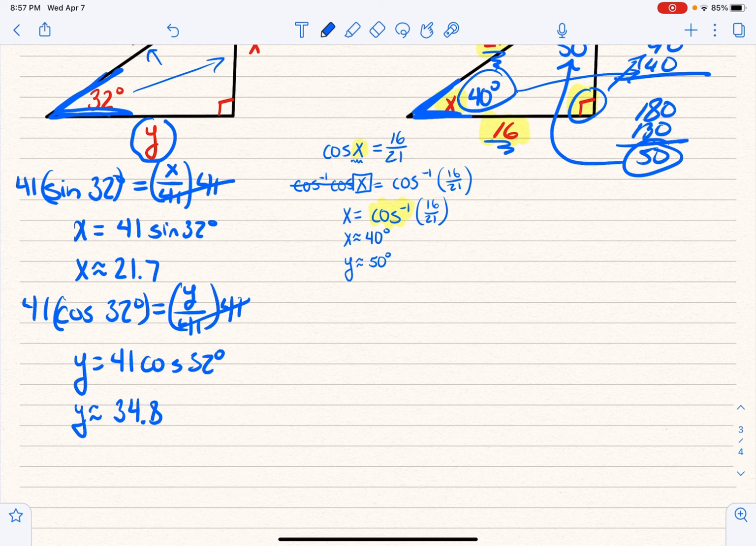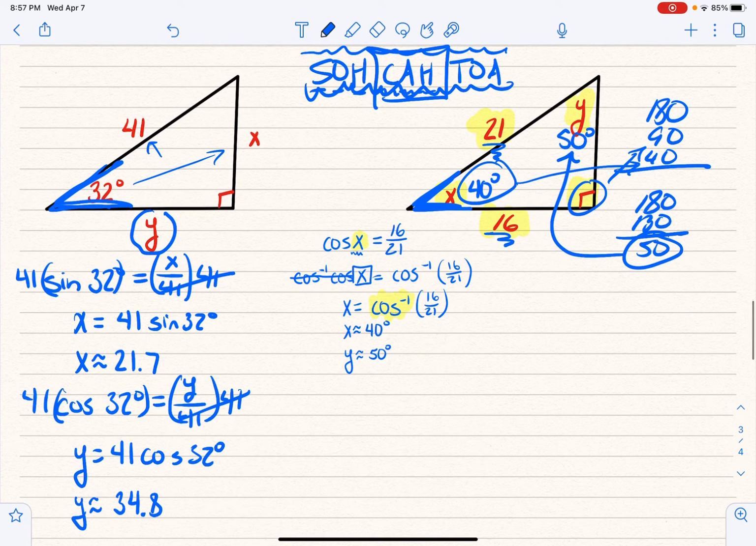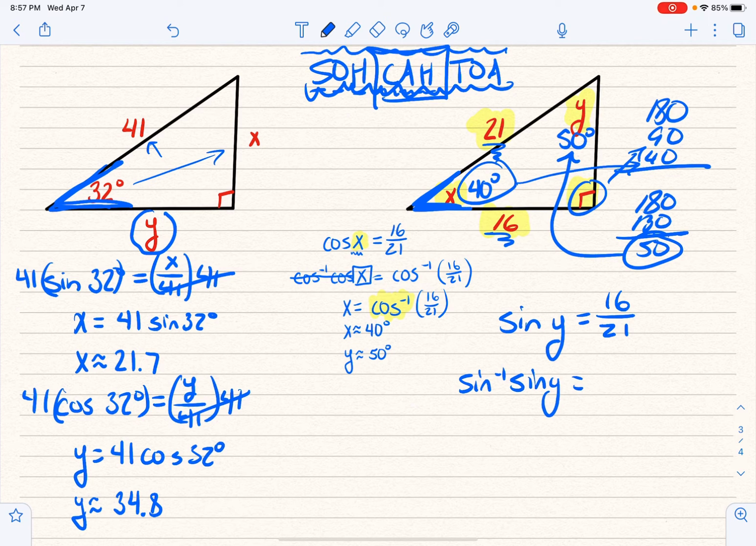Okay. What I'm going to do is I'm going to say, well, if I'm looking at y, I could say the sine of y is equal to the opposite over the hypotenuse. SOH, sine, S-O-H. Sine is opposite over hypotenuse. So I could take the inverse sine of both sides. These cancel each other out, and I get that y is equal to the inverse sine of 16 over 21.